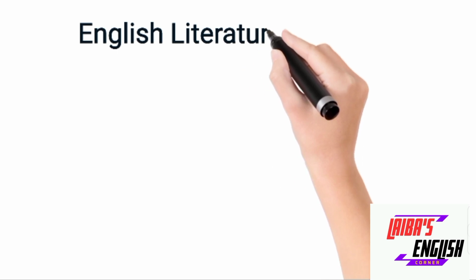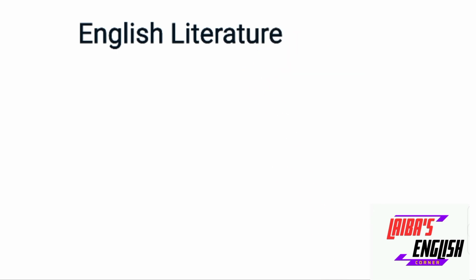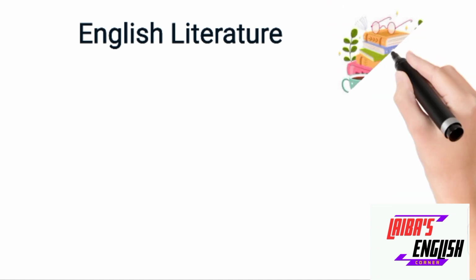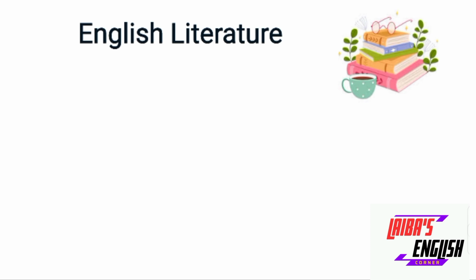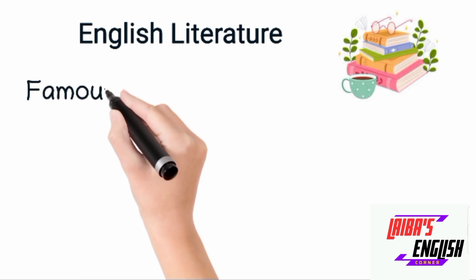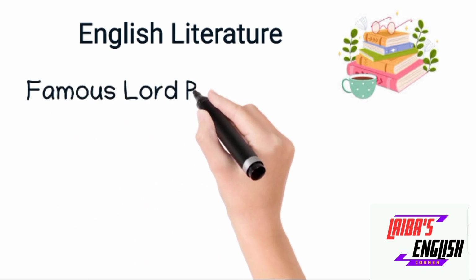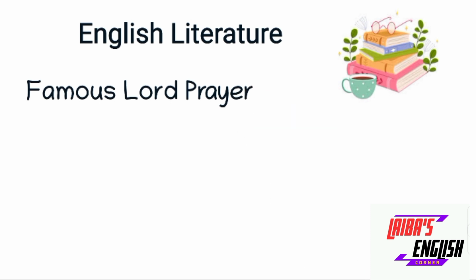Now we will discuss English literature. We have discussed the English language. We have seen multiple events which occurred and which influenced the English language. So English literature, we have to see it in detail. Literature is an important part of one age. So first of all, we will see an example of the famous Lord's Prayer. The famous Lord's Prayer is very famous in the time of Old English.